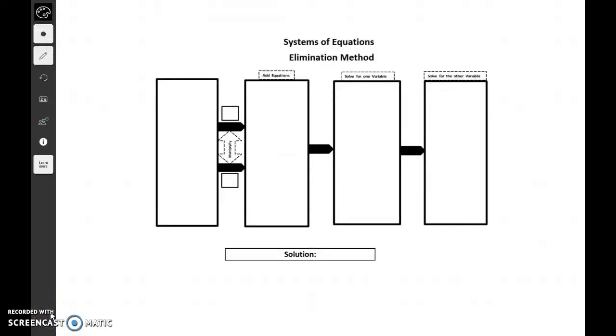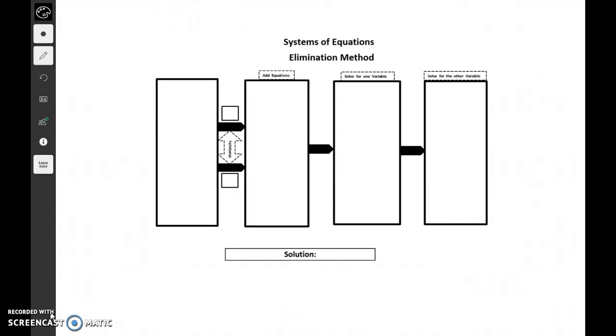Alright, so today we're talking about solving systems of equations using the elimination method. We have a problem up here on the board that we're going to work out, and we're going to show you how to get your steps and how to go through the process to solve the problem.